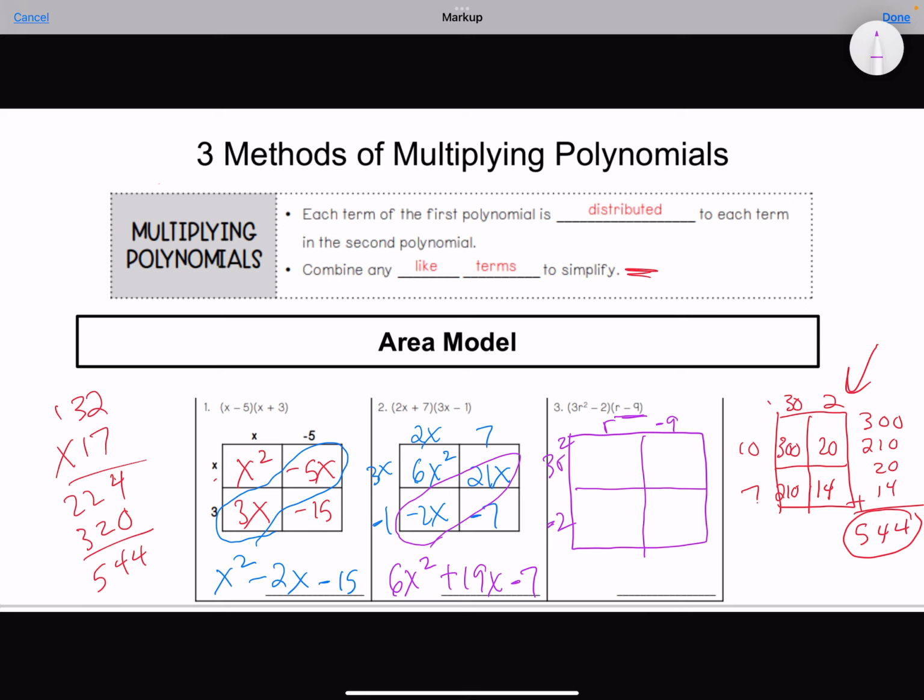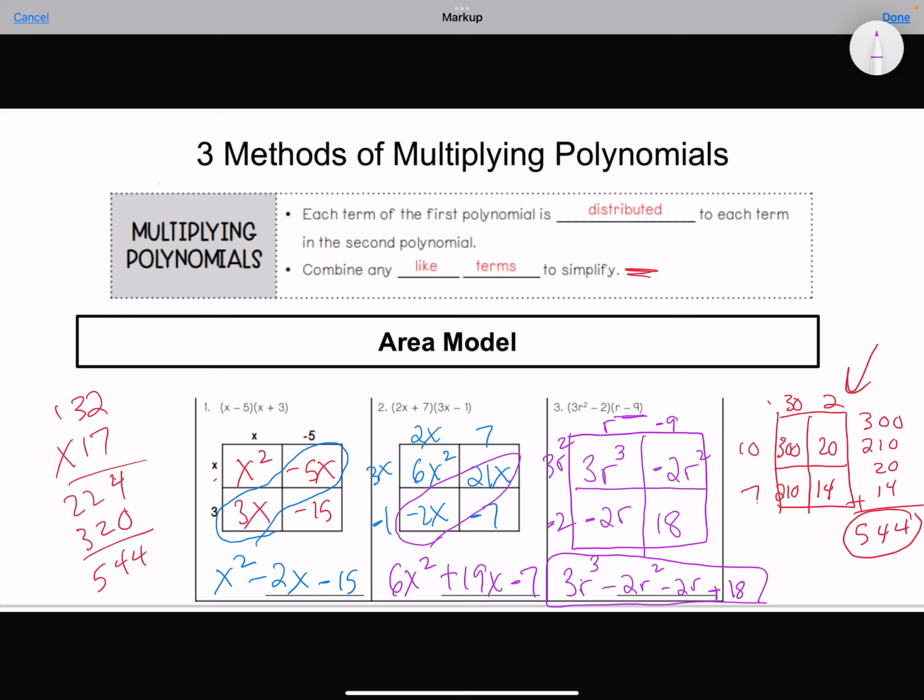3r squared times r, 3r to the third power, negative 27r squared, negative 2r, and 18. Now on this particular example, we have no like terms, so I write them in order of descending order of exponent. So 3r cubed will come first. Then I have negative 2r squared minus 2r, and we have plus 18. And so this is your final answer.